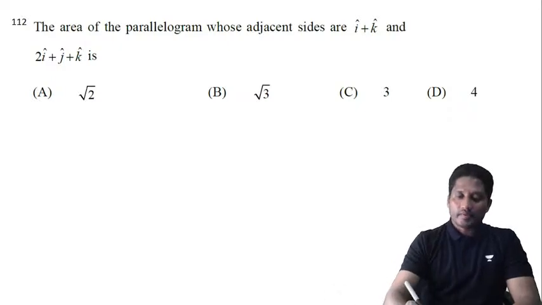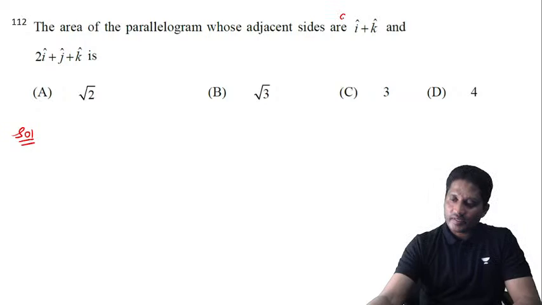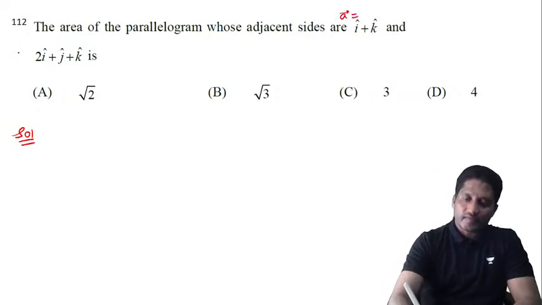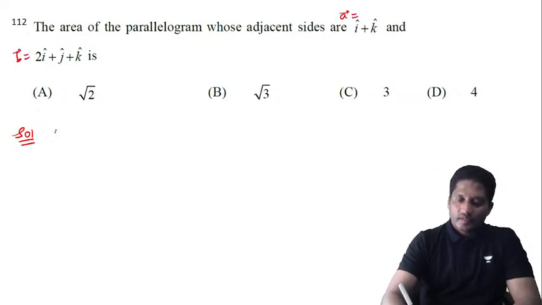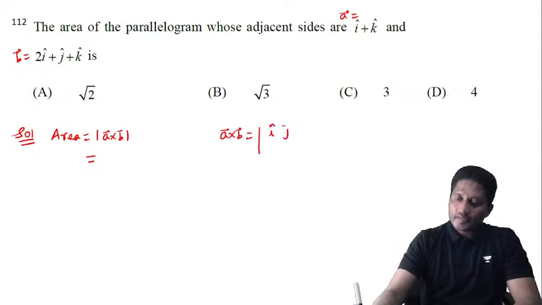Okay, question number 112. The area of the parallelogram whose adjacent vectors are given. This is vector A, this is vector B. Area is equal to modulus of A cross B, right? Now this A cross B is equal to the determinant. You get the components i, j, k. Components of A will be 1, 0, 1, and components of B will be 2, 1, 1.